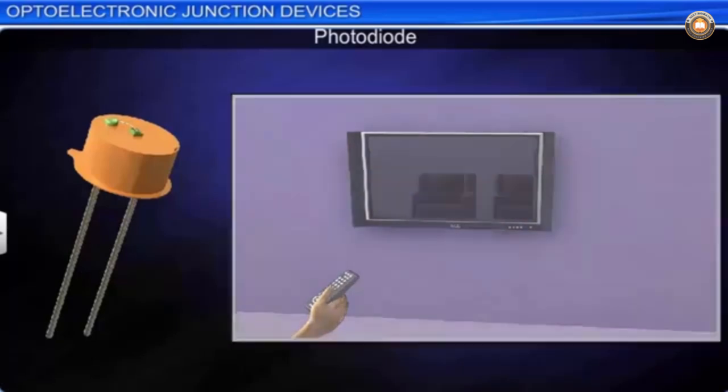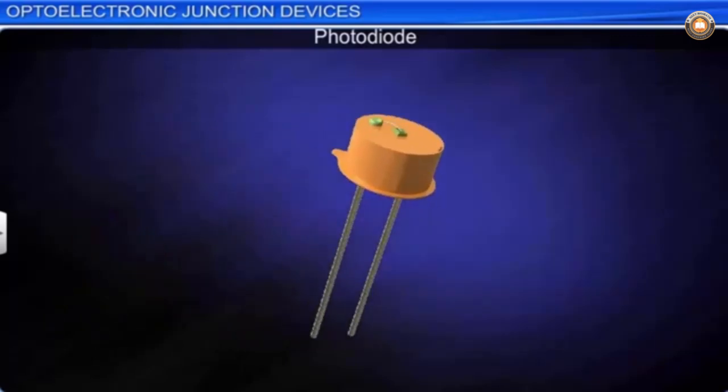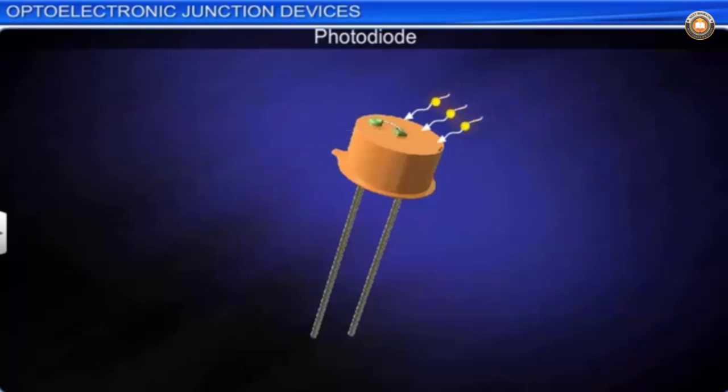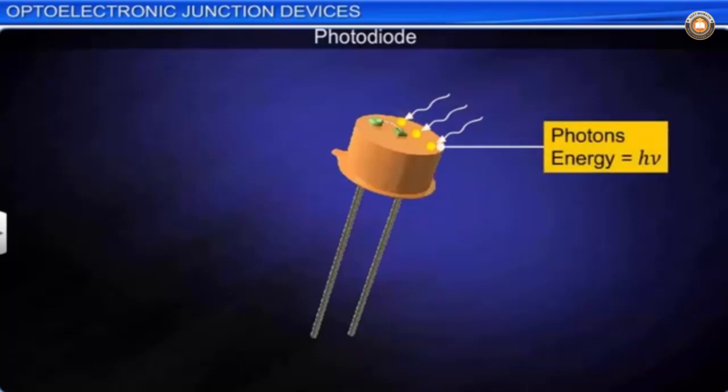A photodiode is a specially fabricated PN junction diode with a transparent window that allows light to be incident on the diode. We know that light consists of tiny bundles of energy called photons, whose energy in turn depends on the frequency of the light.